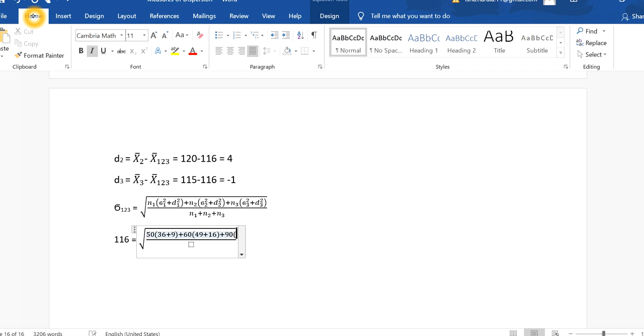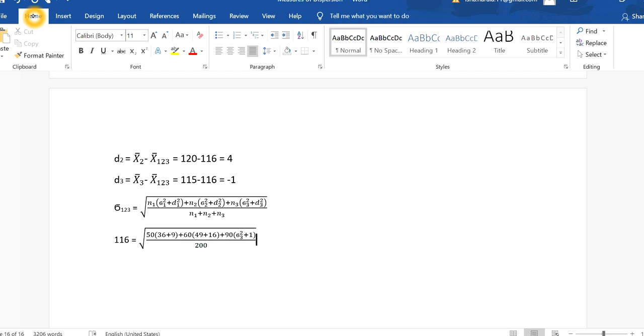And here standard deviation is not given to us. This value we have to identify. So I'll just copy paste it. And plus, then deviation 3 is minus 1. Minus 1 into minus 1 is plus 1. And divided by n1 plus n2 plus n3, that is 200.